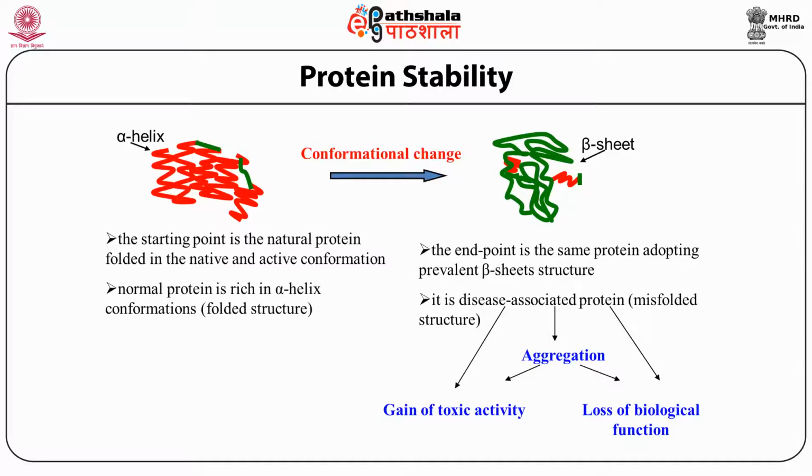You can see here the starting point is the natural protein folded in the native and active conformation, and normal protein is rich in alpha helix conformation. And conformation changes lead to the formation of the beta sheet, and this is involved in some disease-associated proteins, leading to aggregation, gain of toxic activity, and loss of biological functions.